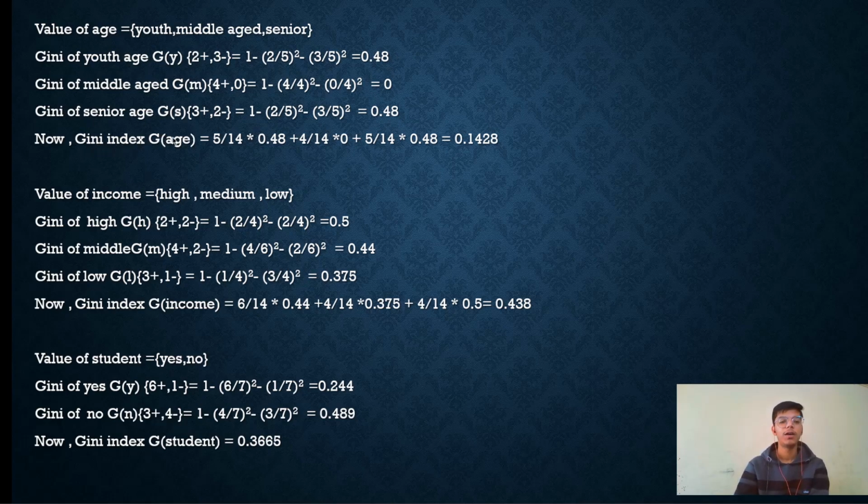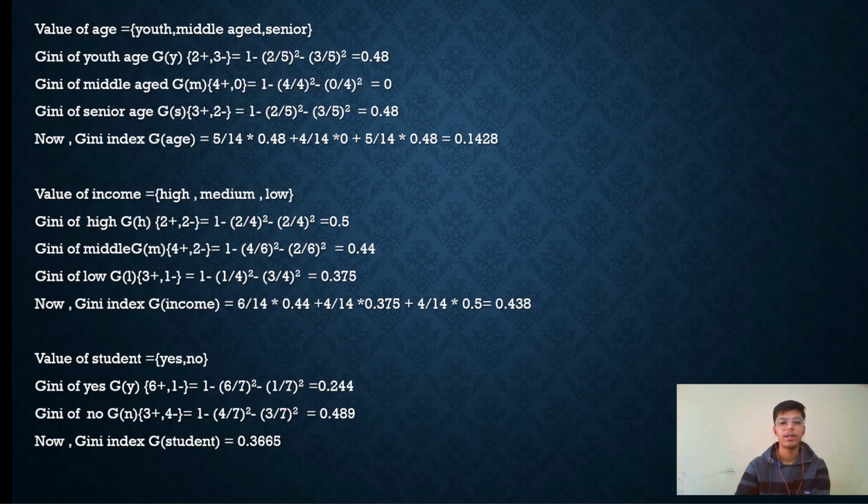Now you can calculate the Gini index for the whole age attribute by summation of all these values multiplied by their contribution to the respective table. Like for youth, it was contributing 5 tuples out of 14.